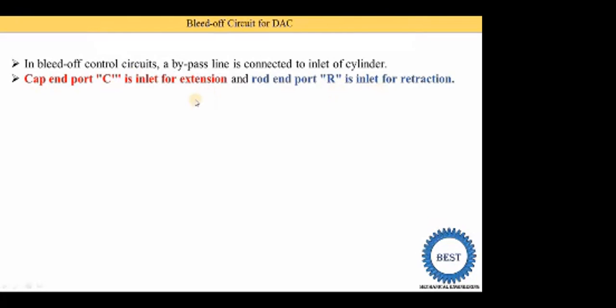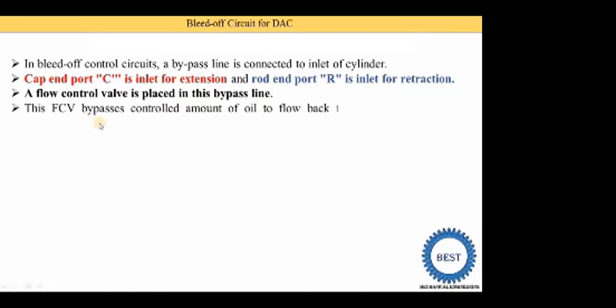retraction strokes. Means when we study the bleed off circuit for the retraction stroke, we need to provide this bypass line on the rod end port side, and when we study the bleed off circuit for extension, we need to provide the bypass line on the cap end port side. A flow control valve is placed in this bypass line, means first we need to draw one bypass line, and in this bypass line we are providing the flow control valve.